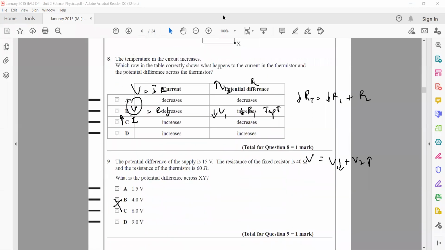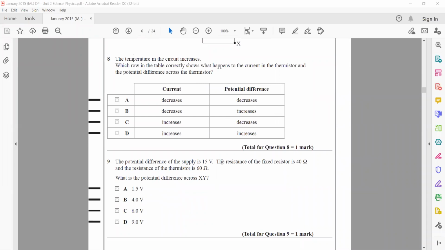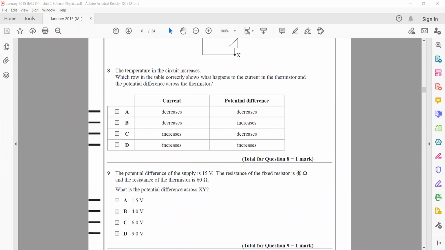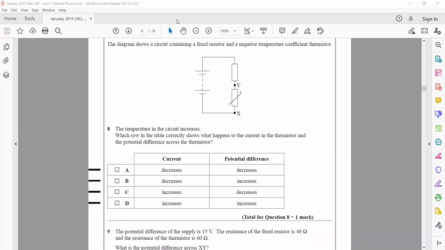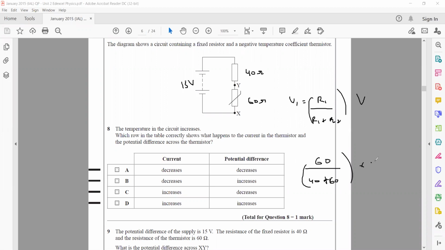For question 9, the potential is 15 volts. The resistance of the fixed resistor is 40 ohm and the thermistor is 60 ohm. What is the potential between X and Y? This one is 15 volts, the fixed resistor is 40 ohm, and this one is 60. So we'll use the potential divider formula. V1 = R1 over (R1 plus R2) times the combined voltage V. So the resistance of that part divided by the sum of the resistances, times the combined voltage, which is 15.